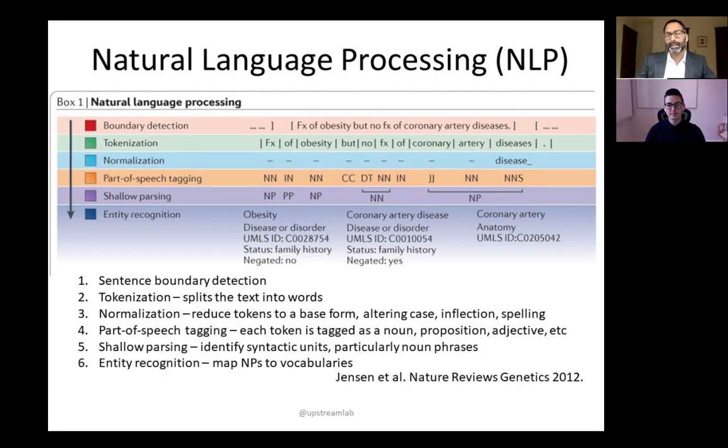Another area is natural language processing. Some of you may have heard of this term before, but this is where a computer is trained to make sense of written language, of text data. And this figure goes through the steps that happen, where it begins with first identifying the boundaries of a sentence, breaking it into pieces, and then tagging it with different meanings, and then actually being able to identify an entity. In this case, this sentence is speaking about obesity, coronary artery disease, and also it's talking about a family history as well.